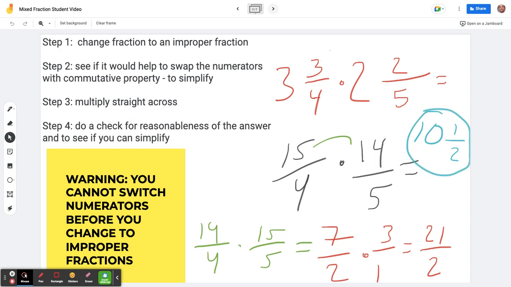Hope that's all making sense. Once again, you can estimate to check. 3 3/4 is almost 4. This is almost 2 1/2. 4 times 2 is 8. Half of 4 is 2. 8 plus 2 is 10. Your answer should be close to 10. That worked.